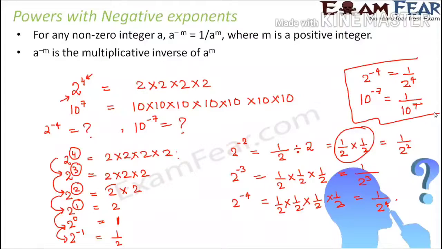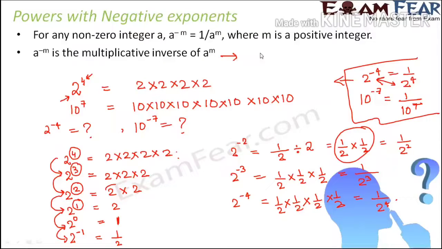Now not only this, a to the power minus m is the multiplicative inverse of a to the power m. That means if you multiply 10 to the power minus 7 with 10 to the power 7, what will you get? You will definitely get 1. That's because when you look at these relations, 2 to the power minus 4 is equal to 1 by 2 to the power 4. So if you multiply these two, what will you get? You will get 1. Why?